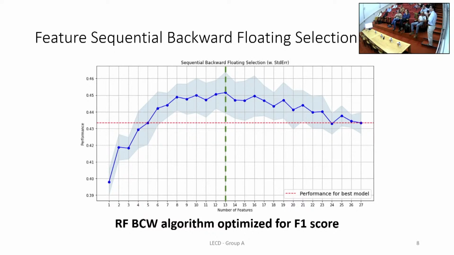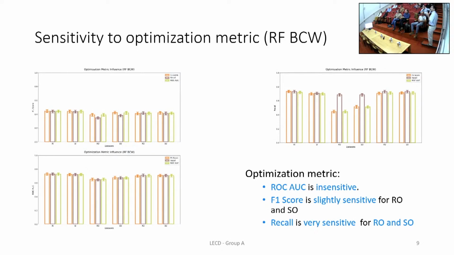And finally, we tested the sensitivity of each algorithm to the optimization metric. Here you don't see very well, but each one here represents F1 score, recall, or ROC area under the curve. You realize that the ROC area under the curve is rather insensitive, that the F1 score is a bit more sensitive, and recall less so. The oversampled data sets are the ones that are more sensitive, and the recall definitely has a sensitivity, particularly in the oversampled data sets. Although for the imbalanced data set, which is the more common daily occurrence, it works actually quite well.